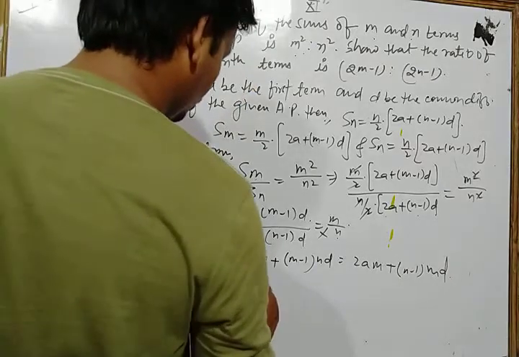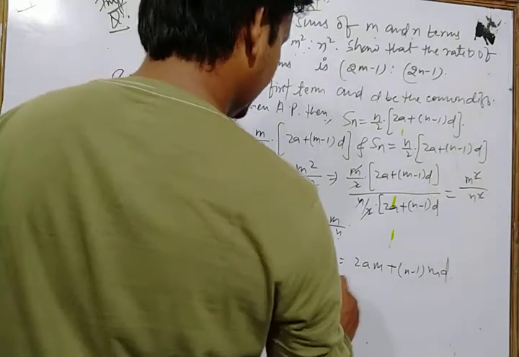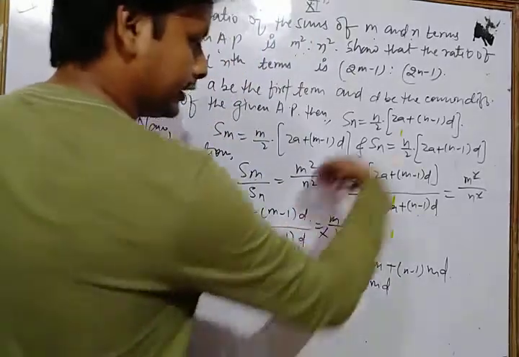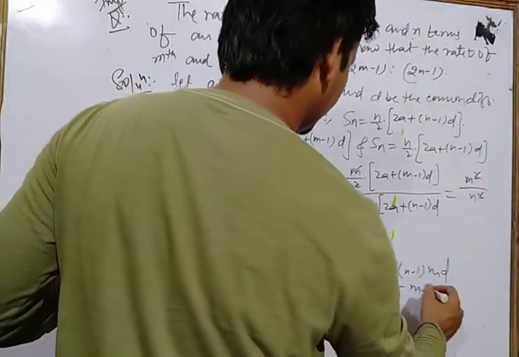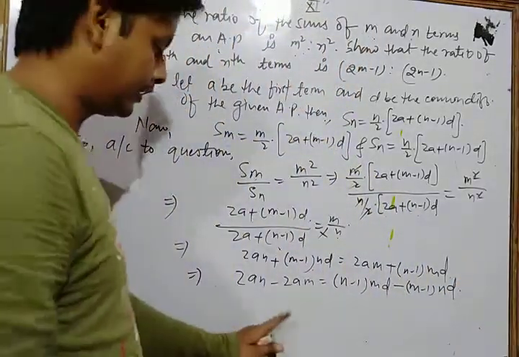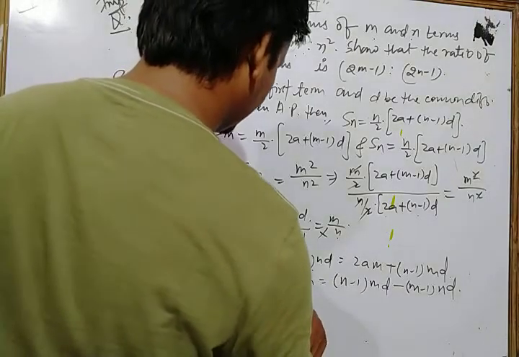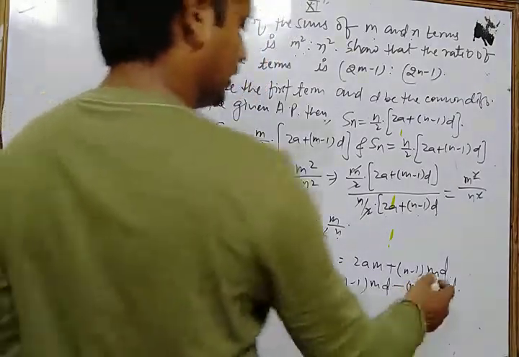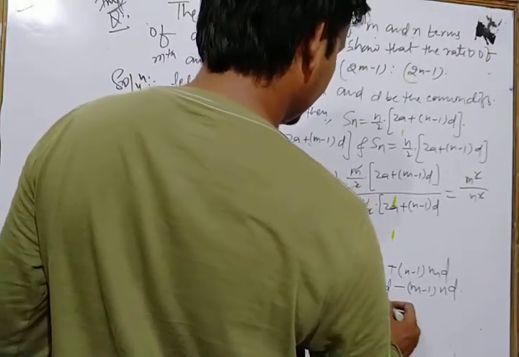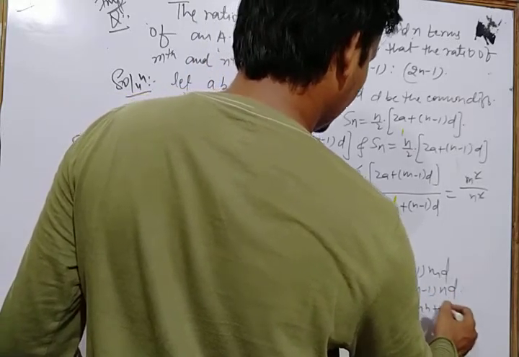Let's see. Here we have 2an. Now we transfer that side: minus 2am is equal to n minus 1 into m into d. Now here we transfer that side, so we have minus m minus 1 into n into d. Now we take 2a as common, so we get n minus m. Here d is common, then after multiplication we have mn minus m minus mn plus n.